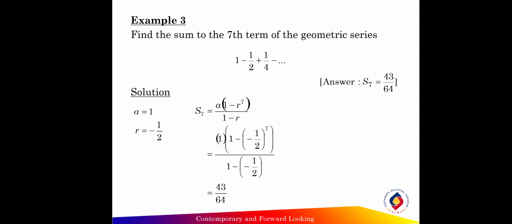So by using the formula of S7, since your common ratio is less than 1, you are using the denominator 1 minus r. By substituting all the values with the help of a calculator, you will be able to get the answer of S7.